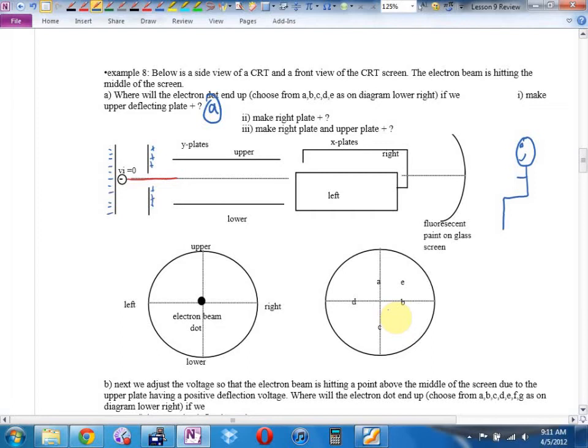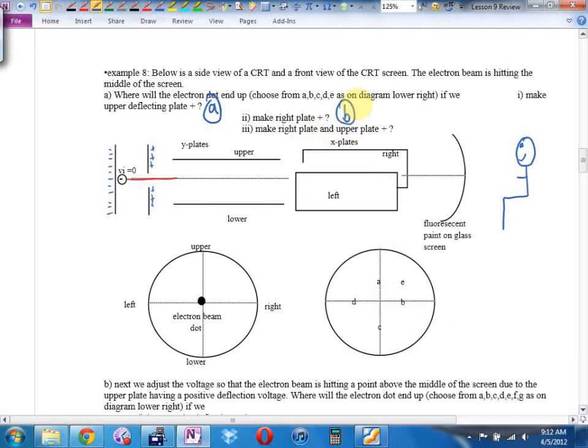I can't tell if you guys are totally lost or just thinking. B, yeah? A positive plate would yank it towards that right-hand plate, so facing straight on, you would see it get deflected to the right.